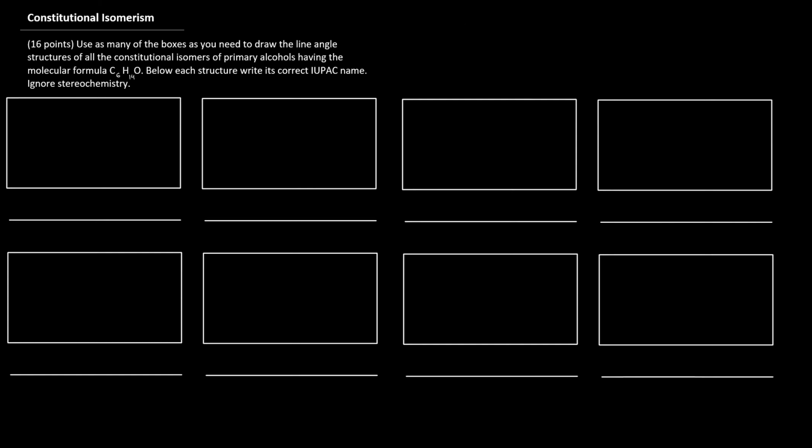Exam review question related to constitutional isomerism. Use as many of the boxes as you need to draw the line angle structures of all constitutional isomers of primary alcohols having the molecular formula C6H14O. Below each structure, write its correct IUPAC name. Ignore stereochemistry. Okay, let's get into it.